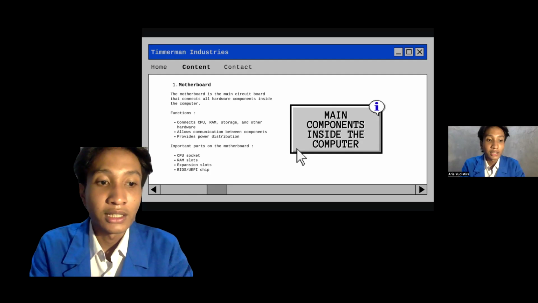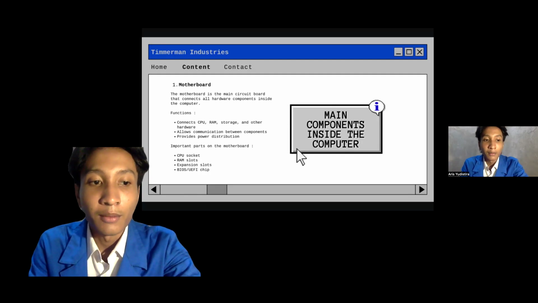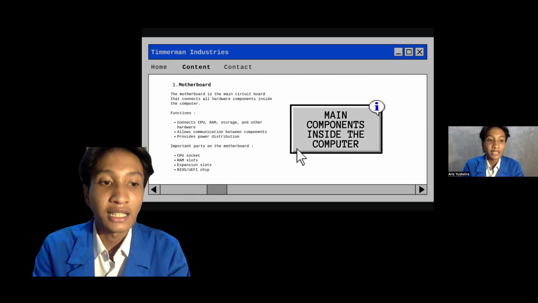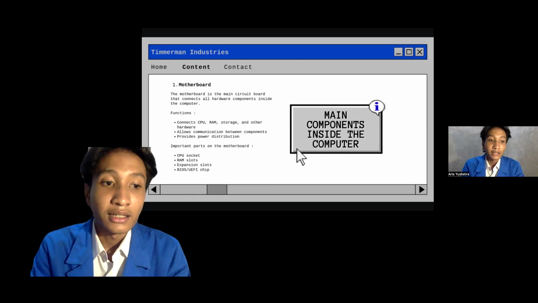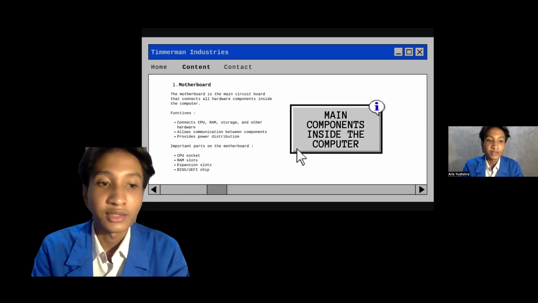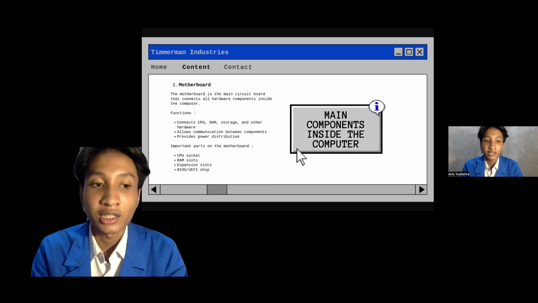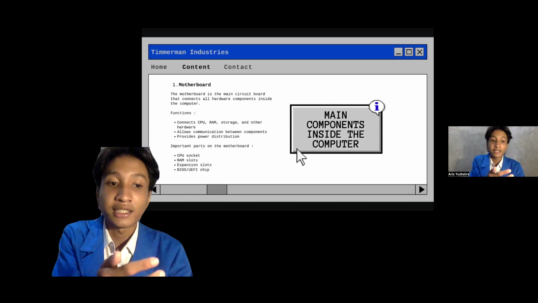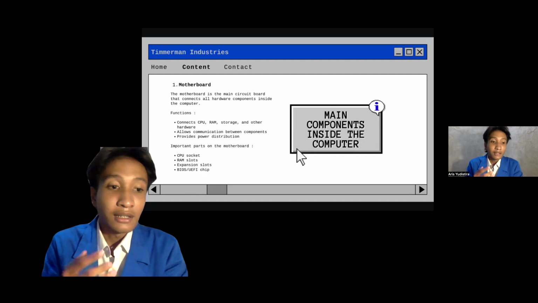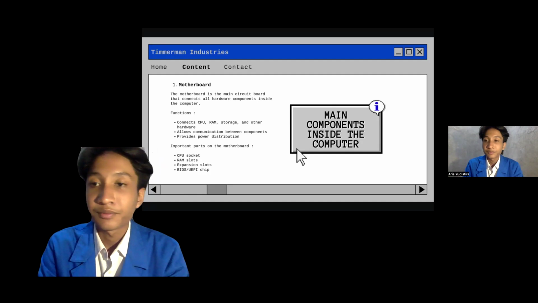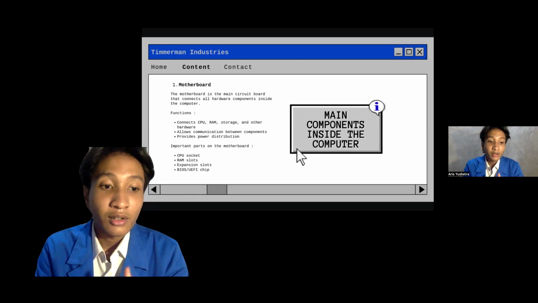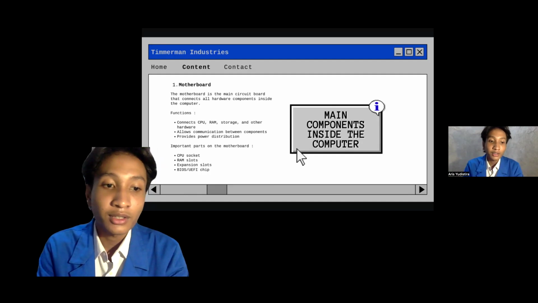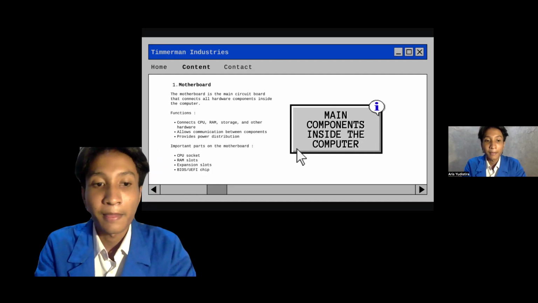So the first one is the motherboard. The motherboard is the main circuit board inside the computer. It connects all hardware components so they can communicate with each other. Its functions are connecting CPU, RAM, and storage, allowing communication between hardware, and distributing electrical power. The important parts of the motherboard include the CPU socket, RAM slots, expansion slots, and BIOS chip.